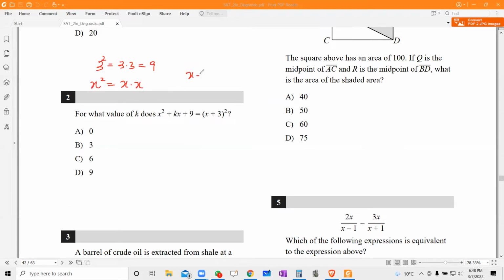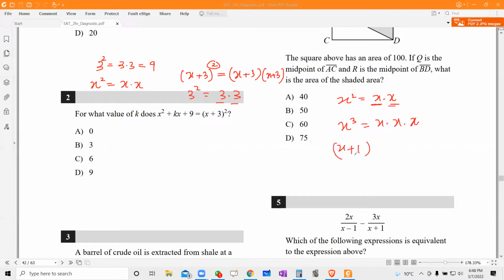And what is x plus 3 squared? You're having x plus 3 multiplied with itself, like this. Think about it. This square means this x plus 3 is multiplied with itself. This 3 squared means this 3 is multiplied with itself, 3 times 3. X squared means x times x, x is multiplied with itself twice.